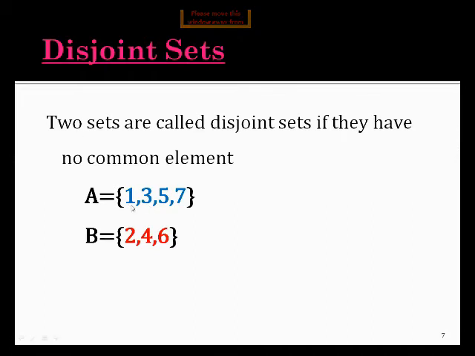Because in the set A we have 4 elements which are 1, 3, 5 and 7. And in the set B we have 3 elements which are 2, 4 and 6. In both sets we have considered numbers, but the numbers are different from each other. So such kind of sets are called disjoint sets.